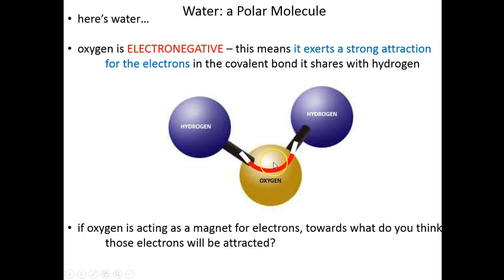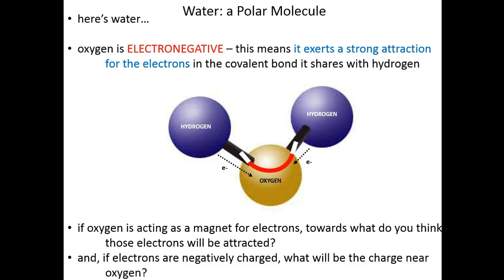And if you thought or said oxygen, you're right. Since oxygen is electronegative and oxygen has this magnetic property for electrons, those electrons are going to be spending more time and drawn more highly towards oxygen. So those electrons are being pulled towards oxygen, the electrons of the covalent bond. Remember that electrons are negatively charged, so if electrons are negatively charged and they're spending more time around oxygen, what do you think the charge around oxygen might be? And if you said negative, you're correct.